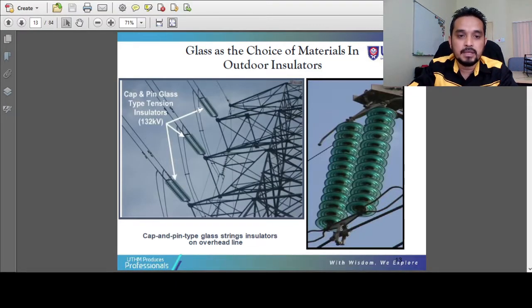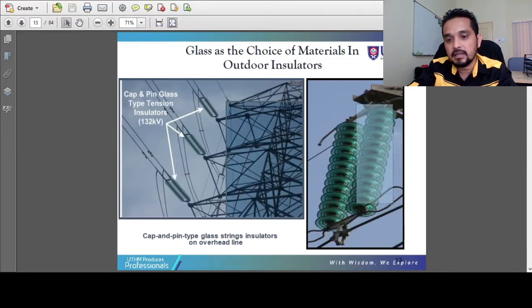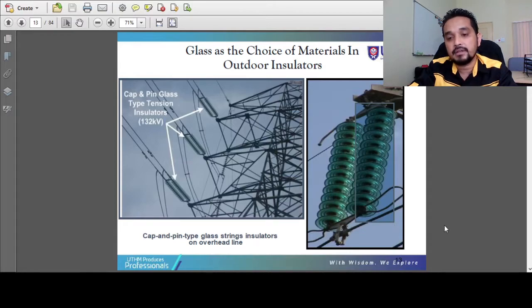Okay, we have cap and pin at the power transmission line. This is the one that I mentioned before, made of glass. If it is made of ceramic, it will be brown in color, as I have shown you before.